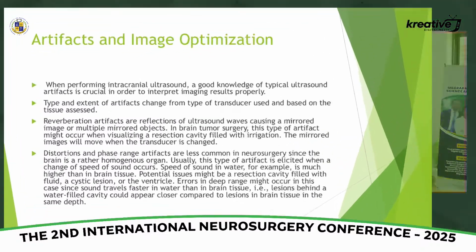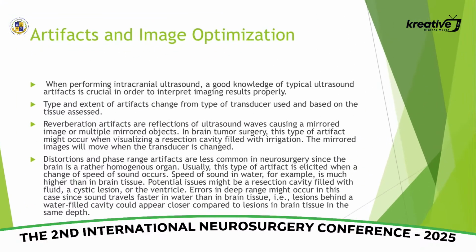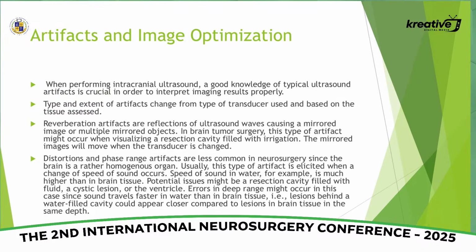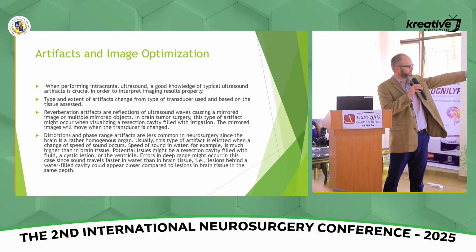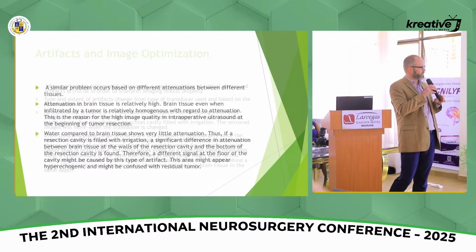So you can get distortions, phase aberration artifacts. They're also not common in neurosurgery, but I think the most common distortion is that the speed of sound in water is high and there's very little attenuation, so you get that brighter back field when you have a fluid-filled cavity. But you need a fluid-filled cavity to be able to see all your structures, because ultrasound won't go through air, right? So if you have different tissue densities, then you can lose signal behind those. Attenuation of brain tissue is relatively high, but the good news is it's relatively homogeneous, even when you have a tumor, with regard to attenuation.